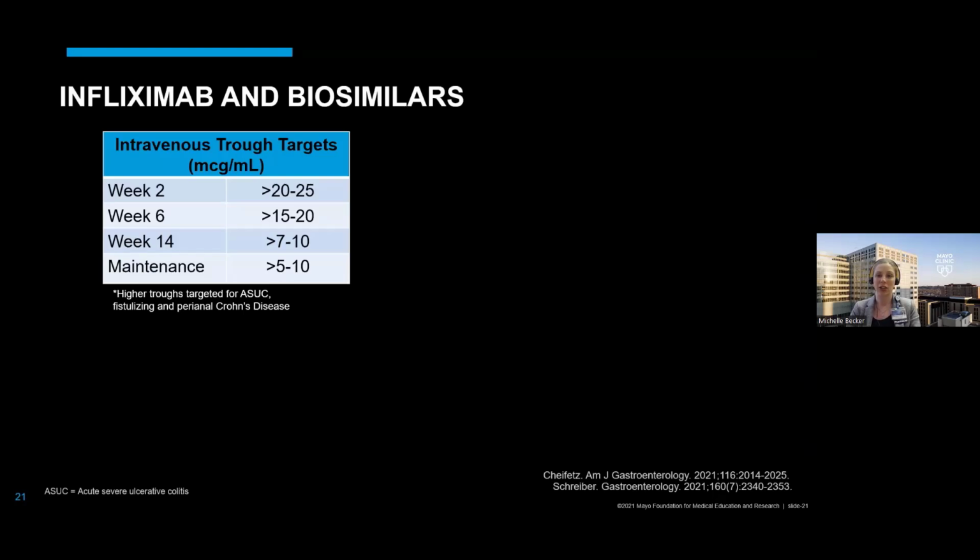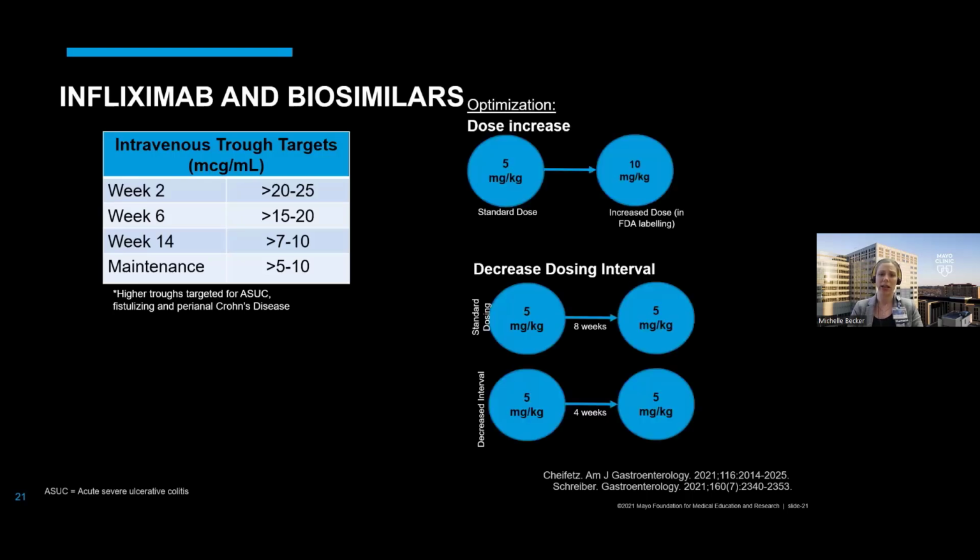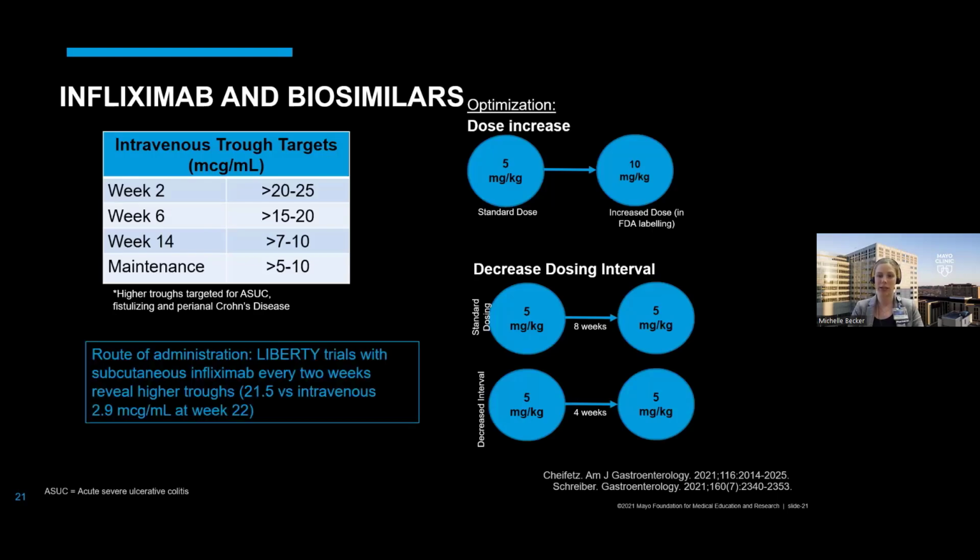If someone has increased clearance factors, such as low serum albumin, high systemic inflammation, I might consider checking earlier at that week 6, prior to that week 6 dose. And then if found to be subtherapeutic, but without concern for high-level antibodies, optimization can occur by increasing the dose for infliximab from 5 to 10 milligrams per kilogram, and this is in line with FDA labeling. Or off-label, the frequency can be shortened, sometimes to as short as every 4 weeks, at either that 5 or 10 milligram per kilogram dosing.